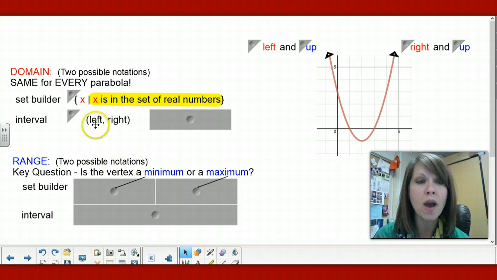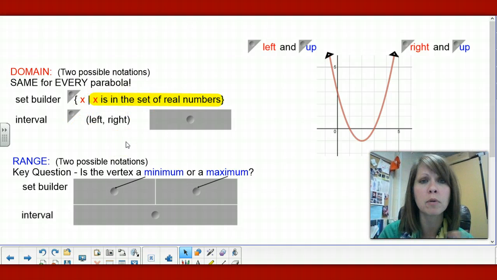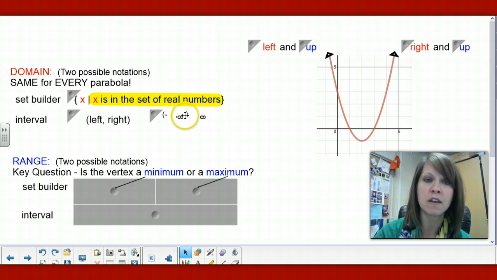And what you have to do with every domain, for a parabola or otherwise, is ask yourself the question I said at the beginning. How far left does this extend? How far right does this extend? Now, the left forever number, I want you to think about Buzz Lightyear, that infinity. If you go left forever, left is a negative direction, then you have negative infinity.